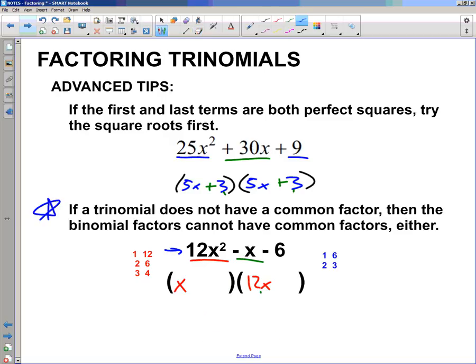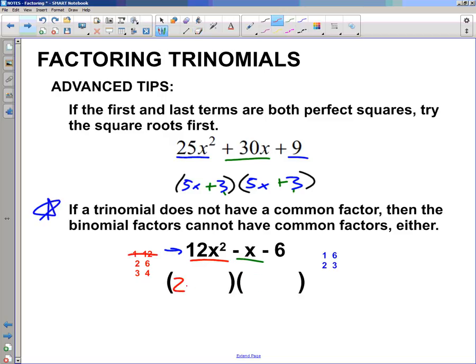So I might try them with the 2 and the 3. But again, there's no point in even testing this because 12x and 3 have a common factor. They're both divisible by 3. Maybe I'd flip it around, try the 3 here and the 2 there. Once again, though, 12x and 2 have a common factor. That's 2, so there's no point in checking that. So we've tried every possibility we could with the 1x and the 12x.